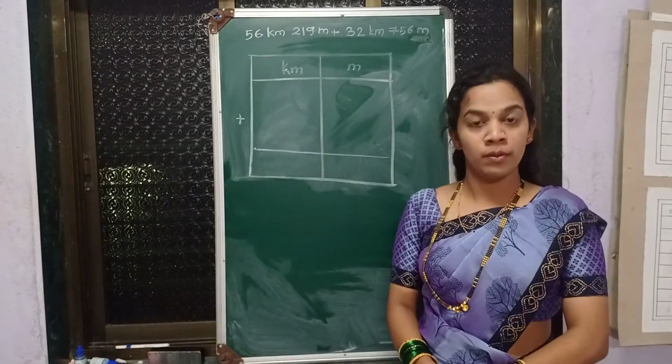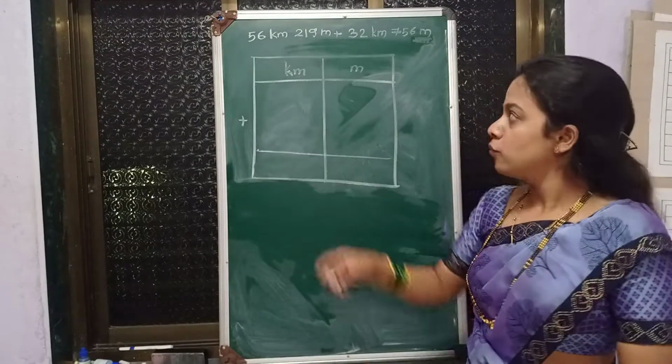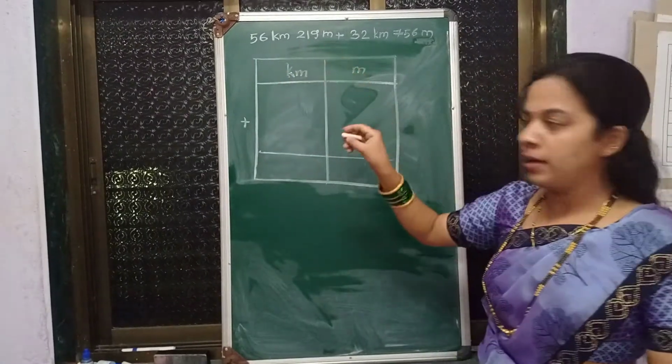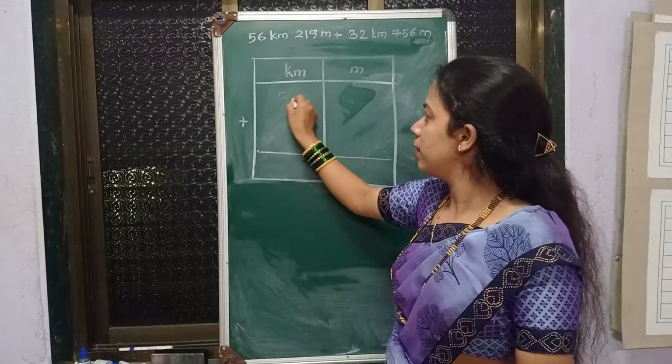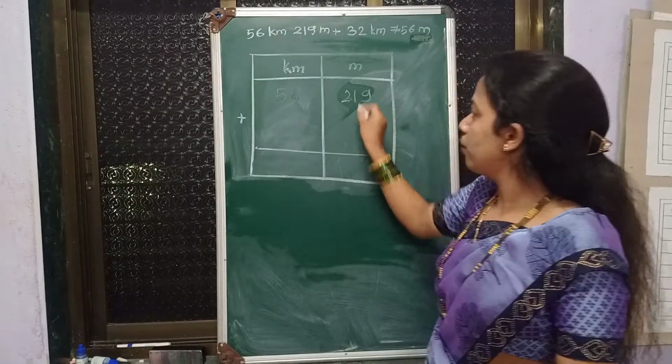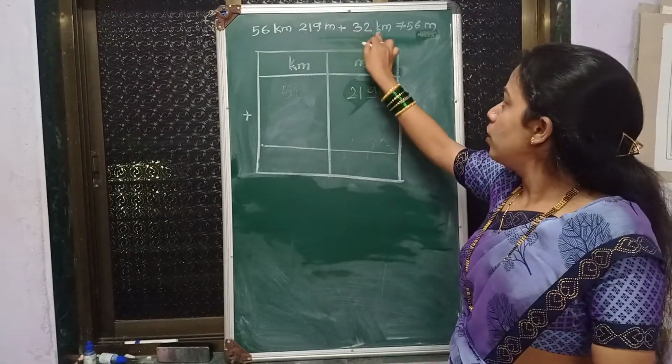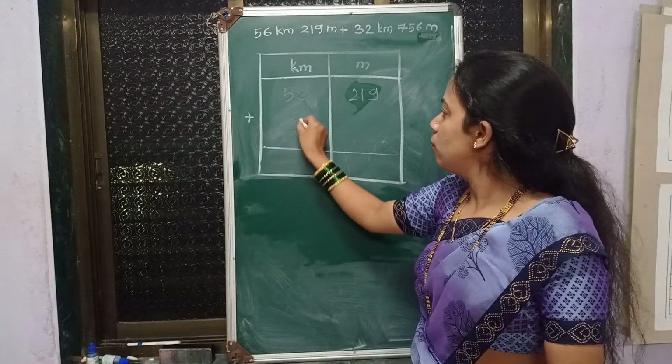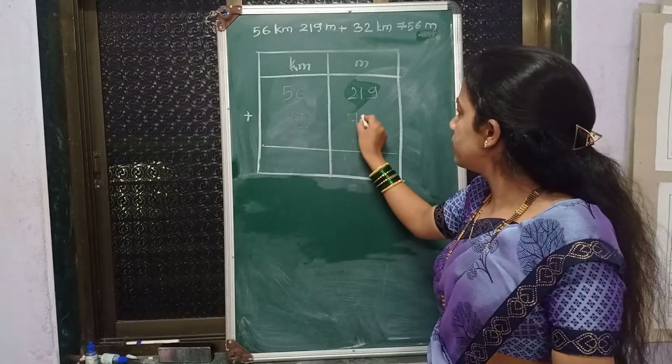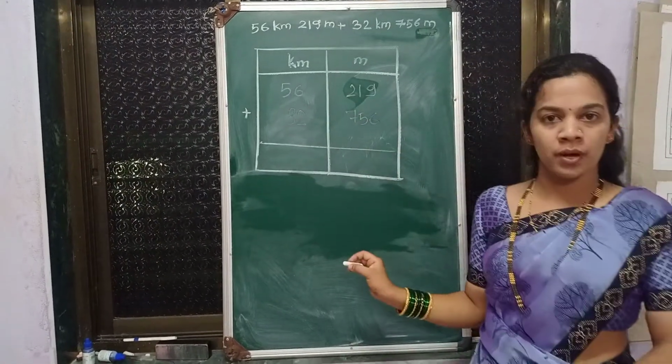So we are going to see one more problem based on addition. So 56 kilometer 219 meter. So 56 I am going to write over here, 219 meter I am going to write over here. 32 kilometer and 756 meter: 32 over here and 756 over here. Simple addition we are going to do.